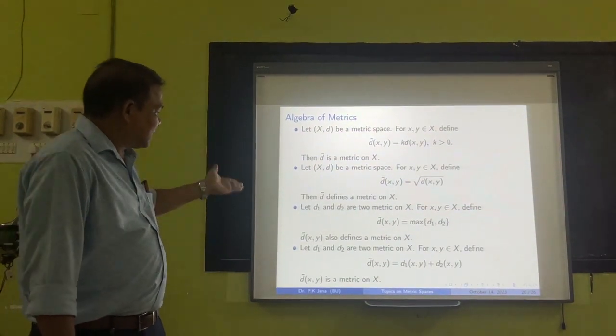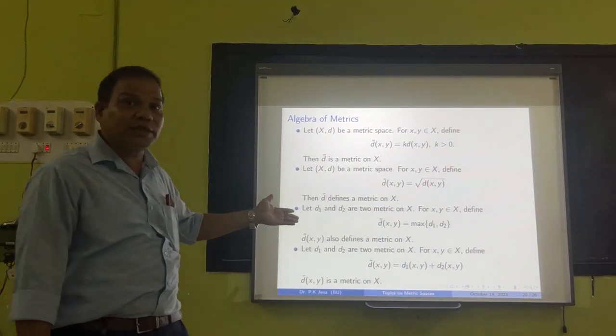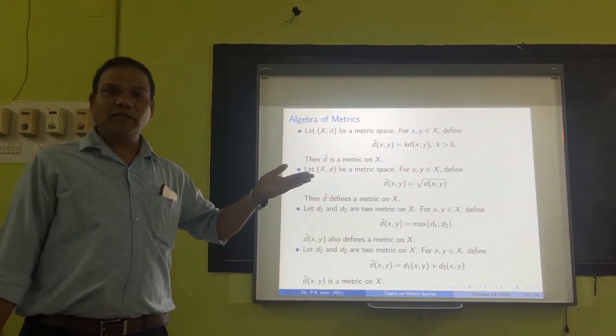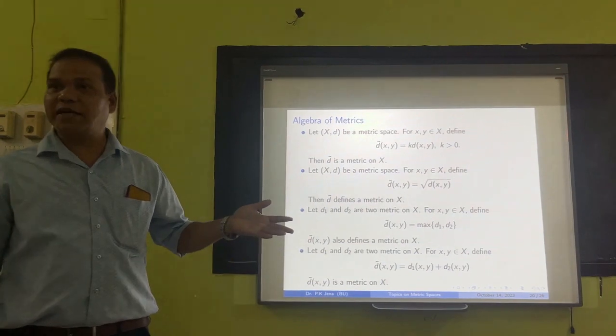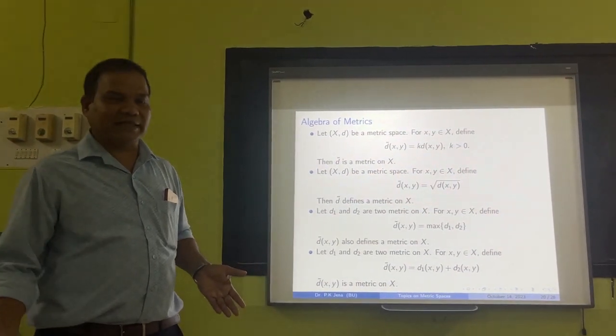Here, coming to the next in the algebra of metrics, if you are taking d1 plus d2 as another metric, whether it will satisfy the 4 properties, yes, the answer is affirmative. We are getting another metric on any non-empty set X.